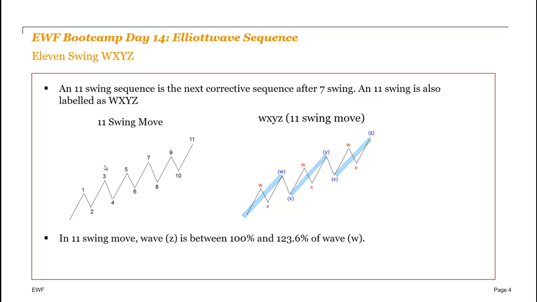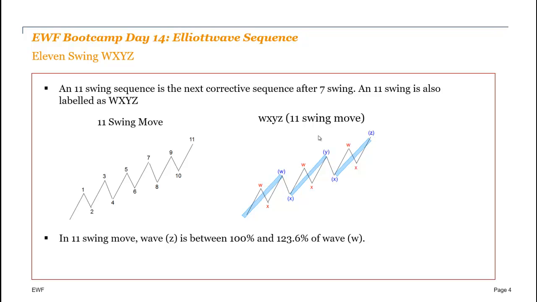So this is WXY. We looked at it earlier, 7 swing, and then we add just 3 waves up more. It becomes 11 swing. So we label this as a WXYXZ in the blue degree. Okay, look at the blue degree color here. So this is a simple WXYZ in this market.